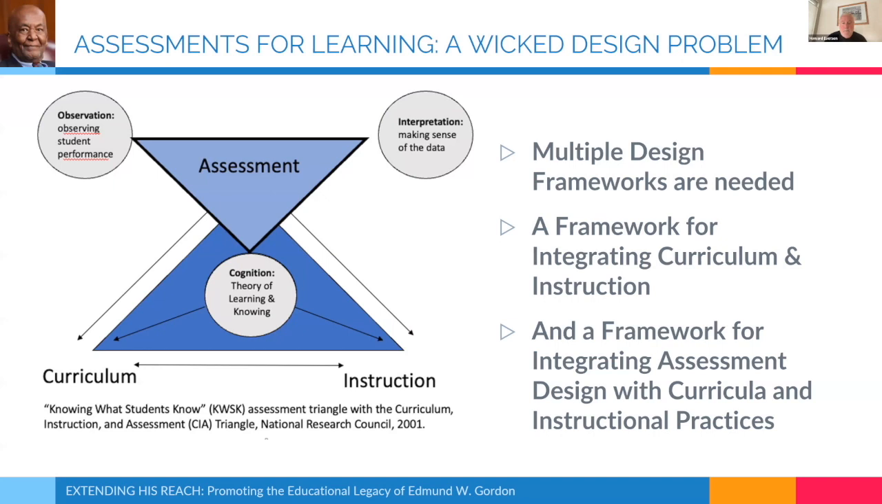So this graphic that we use guides our work on this science project, and this particular version of the graphic, which is essentially the same as the pedagogical troika idea that Professor Gordon has been positing, comes from Knowing What Students Know, really seminal work that was done by the National Research Council back in the early 2000s. I think it's 2001 when it was published.